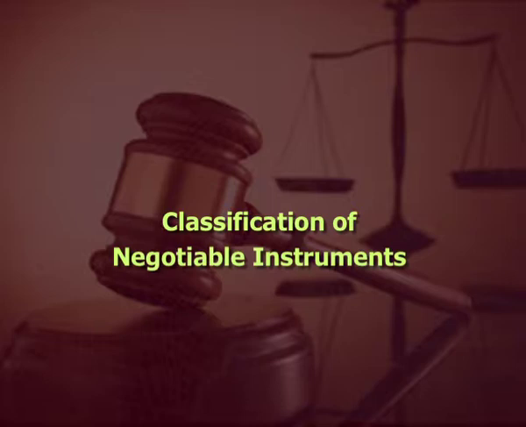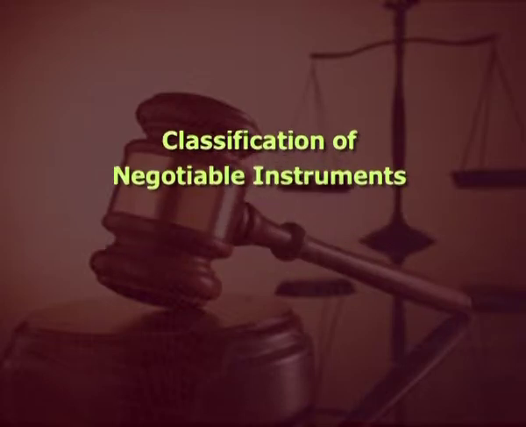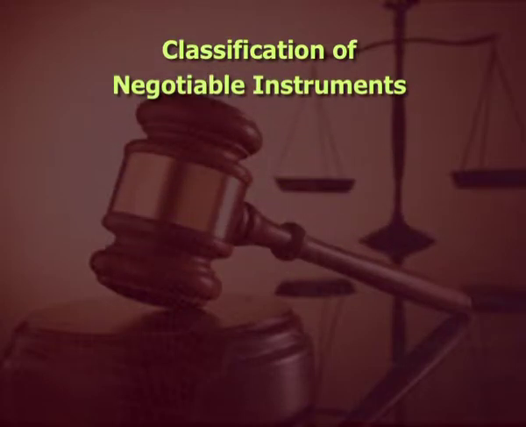Classifications of negotiable instruments. The negotiable instruments may be classified as under. First, bearer instruments. A promissory note, bill of exchange or check is payable to bearer when it is expressed to be so payable, or the only or last endorsement on the instrument is an endorsement in blank. A person who is a holder of a bearer instrument can obtain the payment of the instrument.